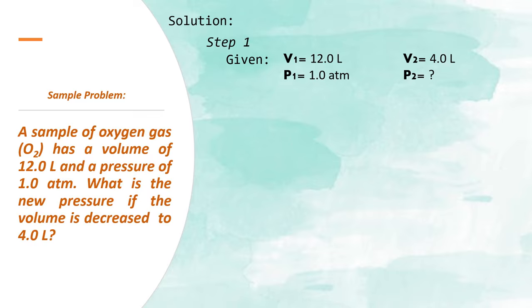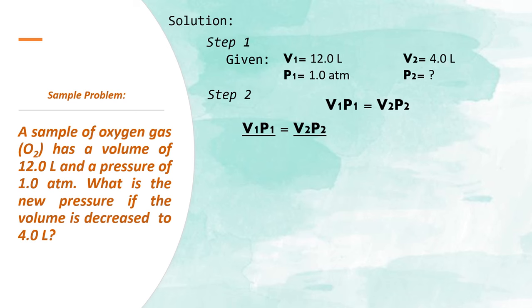Next step. Write the formula. Initial volume times initial pressure is equal to final volume times final pressure. Ang unknown natin ay ang final pressure. Kailangan natin itong i-derive. Simple lang ang pag-derive, learners.